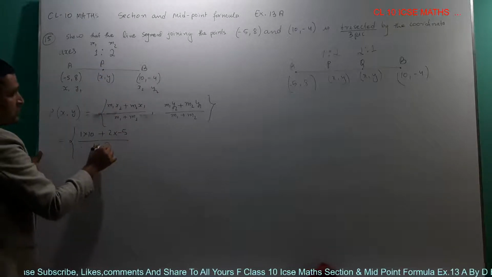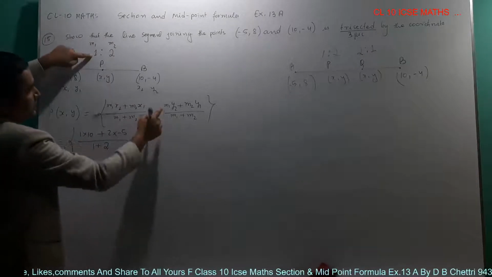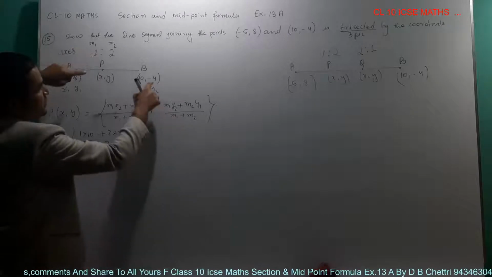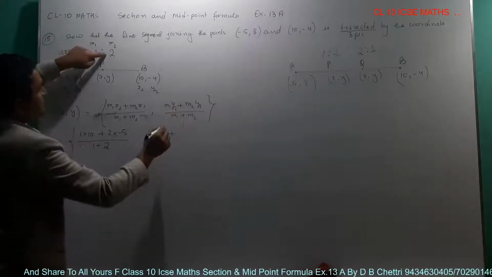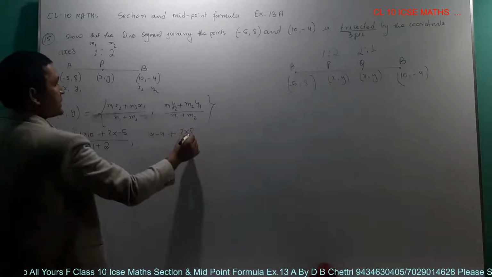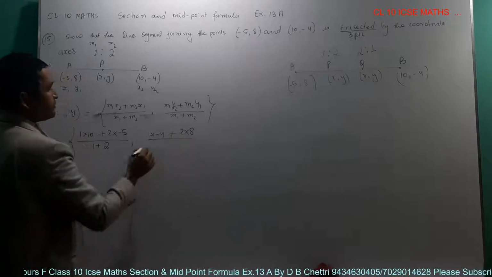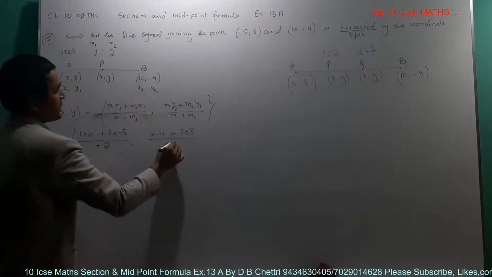Then similarly, let's substitute here. m1 is 1. 1 multiply y2. y2 is minus 4. Then a plus sign is there. m2 is how much? 2. 2 multiply y1. y1 is how much? 8, divided by m1 plus m2, that means 1 plus 2.